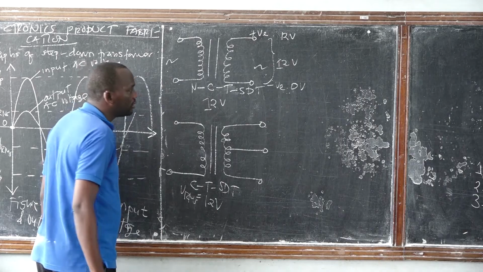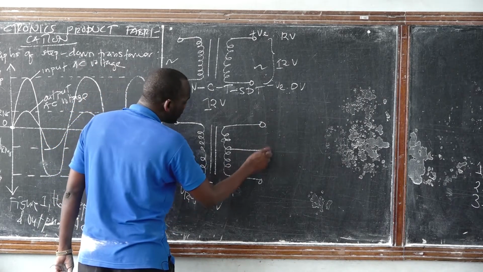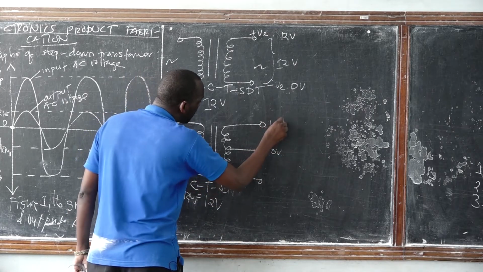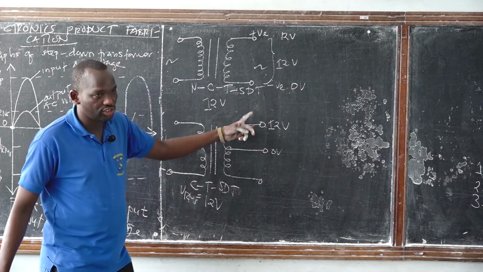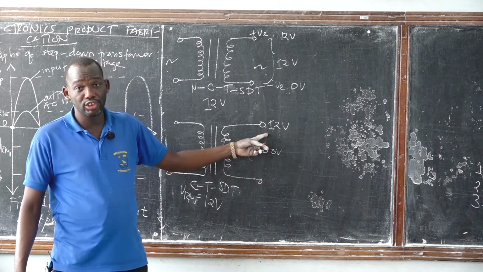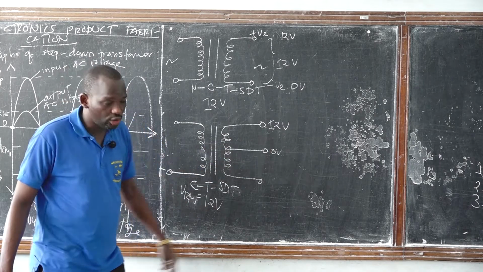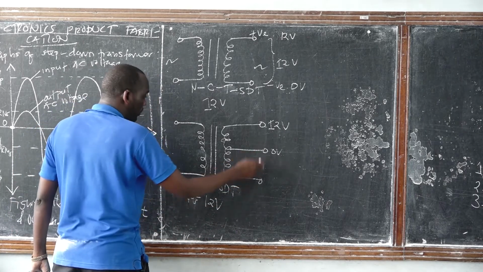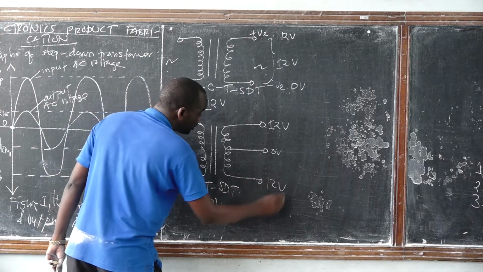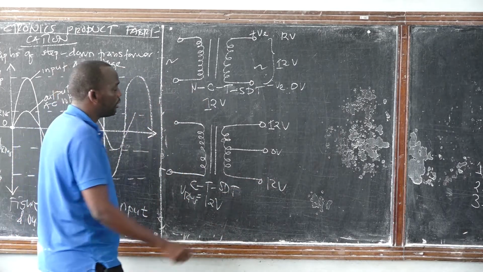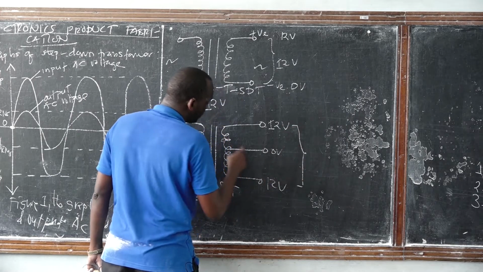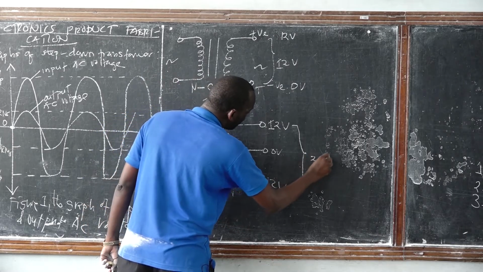What does it mean? This is the meaning. If you measure, this one will be acting as 0 volt. So if we measure the potential difference between the first terminal at the top and the second terminal, we'll get a reading of 12 volts. Also, if we measure the potential difference between the second terminal and the third terminal, we'll get 12 volts. If we measure the potential difference between this terminal and this terminal, we'll get 24 volts.